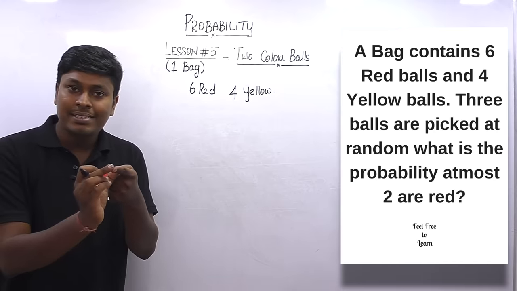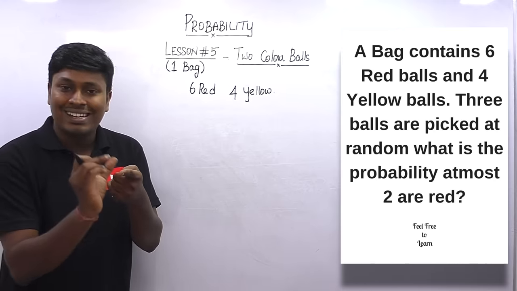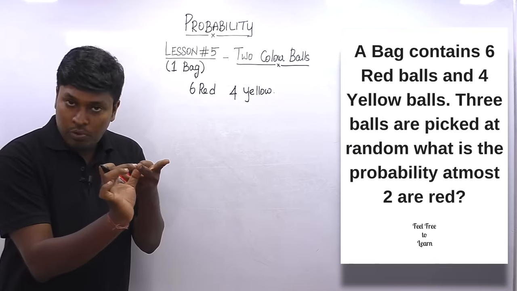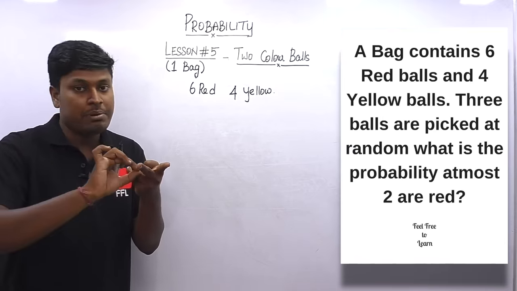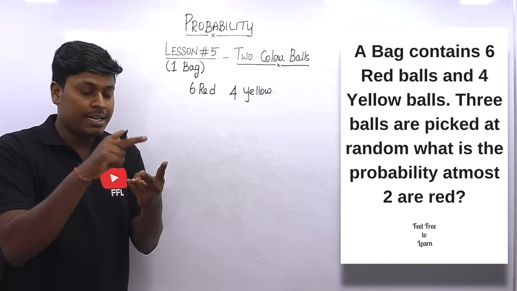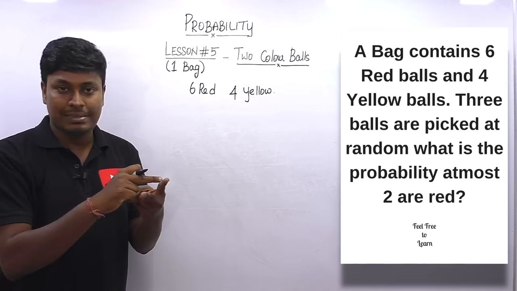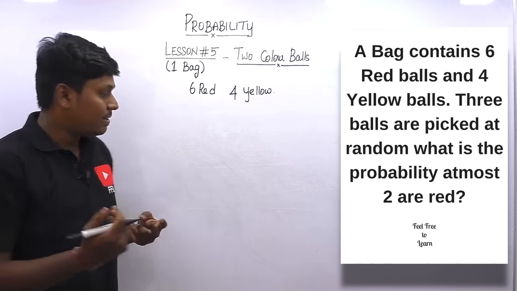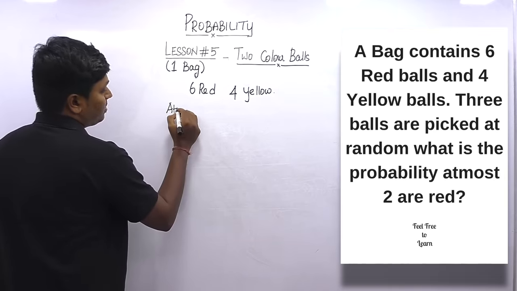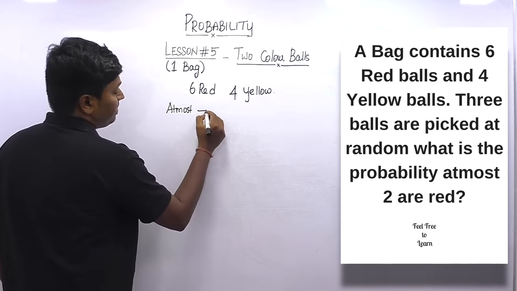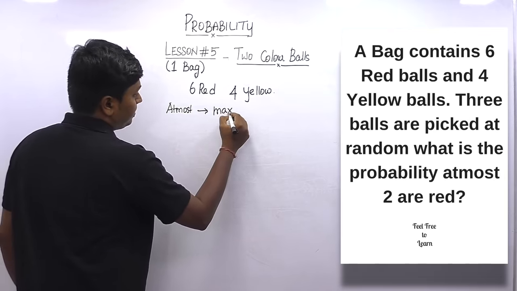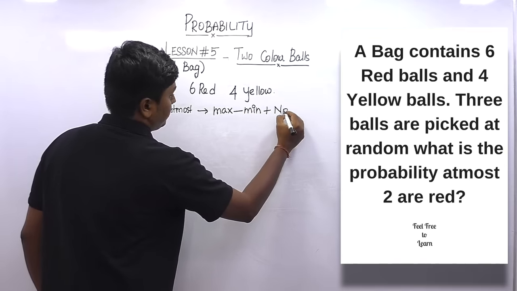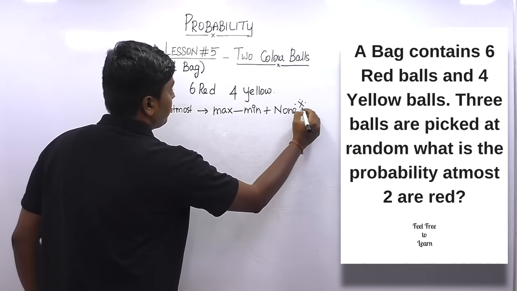What is the meaning of at least? Just now I told you the meaning of at least is minimum to maximum. The meaning of at most is maximum to minimum plus none. See the difference? At least is minimum to maximum. At most is maximum to minimum plus none. Listen carefully. Don't forget this none. This is also important.